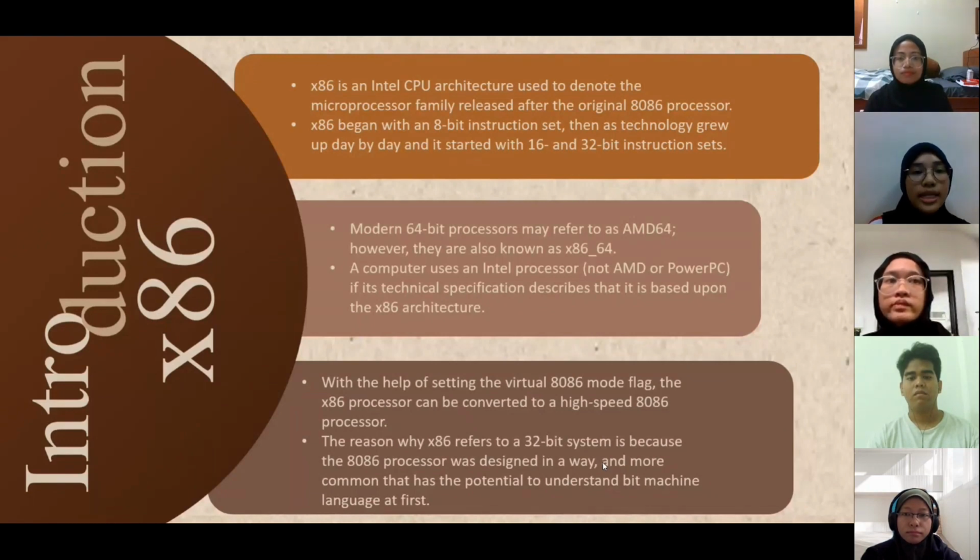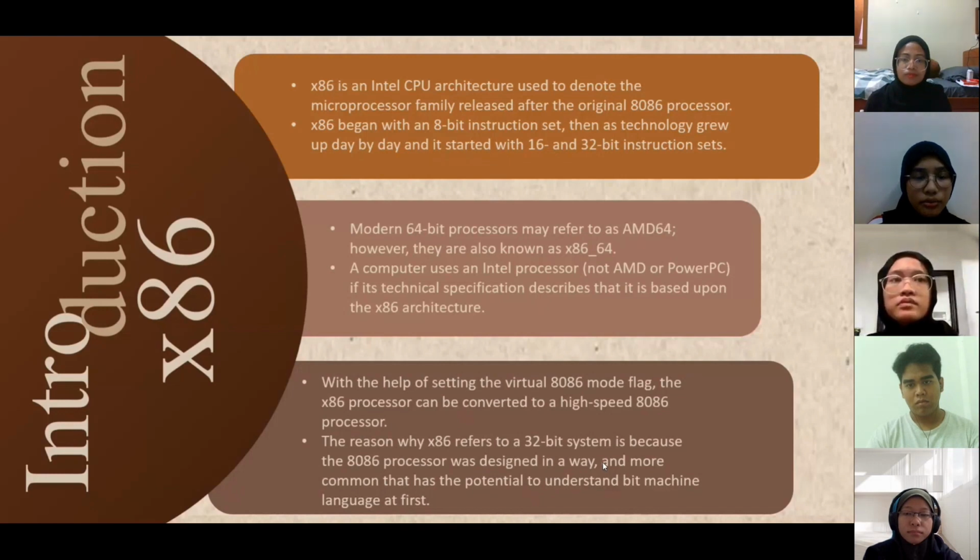Fourth, a computer uses an Intel processor if its technical specification describes that it is based upon the X86 architecture. The numbers cannot be trademarked. They only offer a simple way to differentiate processor types. This is the reason that Intel's 586 processor is called a Pentium processor. However, the numbers are used by software developers to refer to processors.